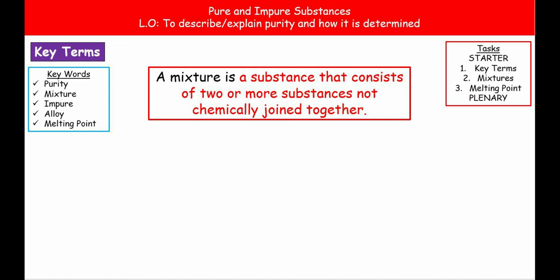I'm hoping that we remember this definition of mixture from your Key Stage 3 work. So when we're talking about a mixture, that's a substance that consists of two or more substances that are not chemically joined together. So that second part there about them not being chemically joined together is really important. So mixture, substance that consists of two or more substances that are not chemically joined together.